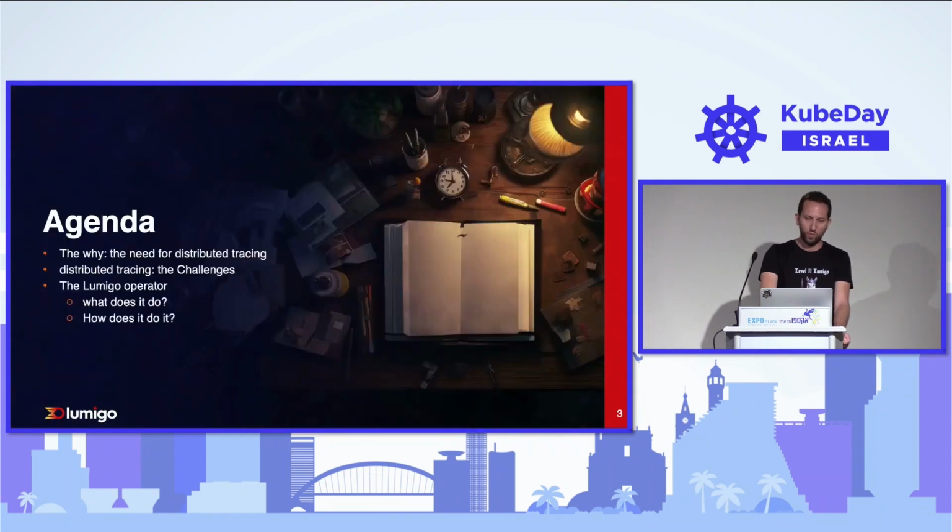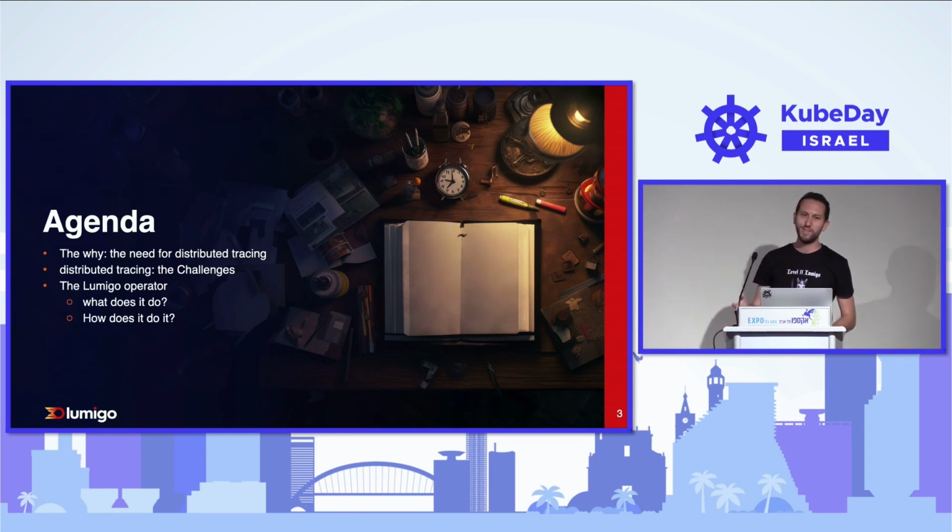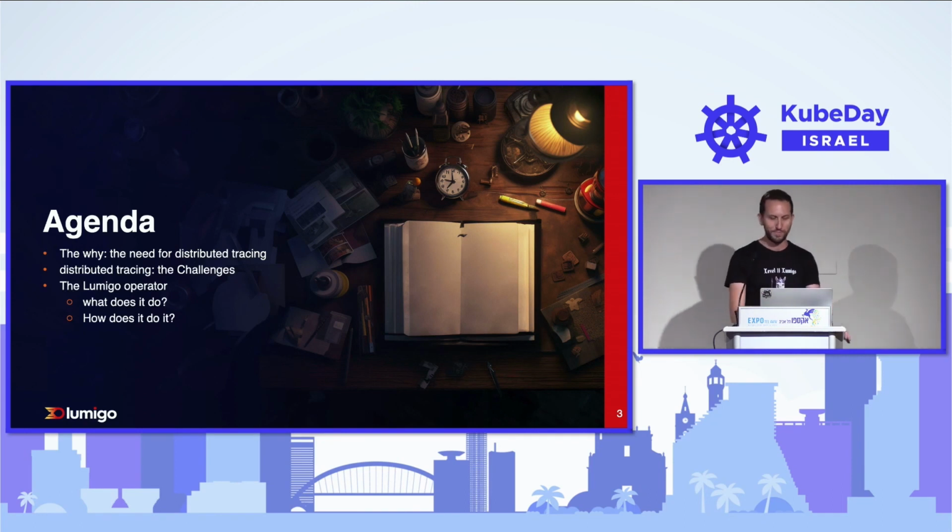So, what will we be talking about today? We'll spend the majority of our time talking about how we built our Kubernetes operator and what it does. But to get you all there, we have to start with some context. So, what is distributed tracing? Why is it so hard to get done right? And why did we go to the lengths of building everything that I will show you today?